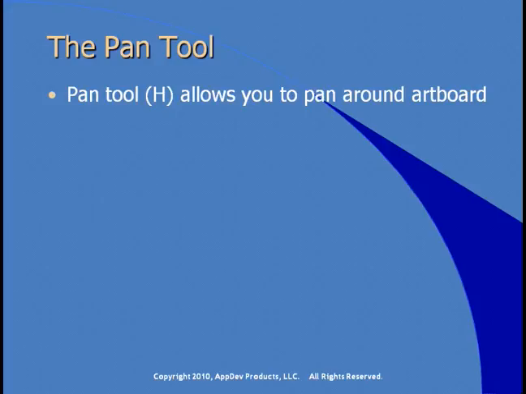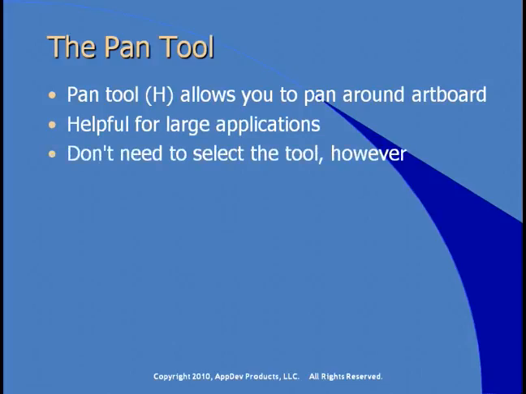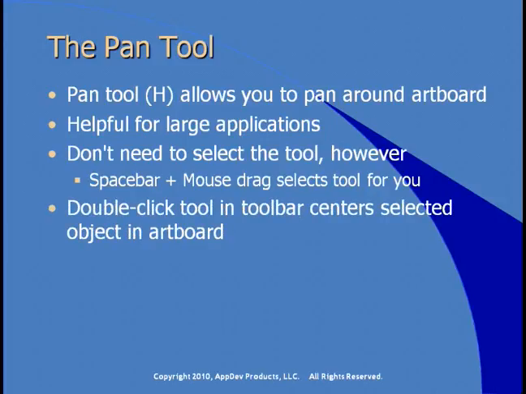The Pan tool, which you get to by pressing H, allows you to pan around the artboard in case all of it isn't visible. This is helpful for large applications, but you don't need to select the tool. Although it's there, you don't need to use it. Instead, spacebar plus mouse dragging selects the tool for you, and so it lets you pan around the artboard. Also, if you double-click the tool in the toolbar, you center the selected object in the artboard. That's an easy way to get things centered in the artboard.